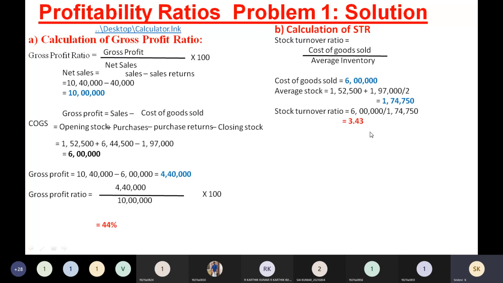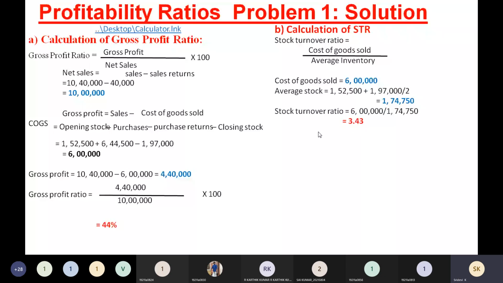What is the standard stock turnover ratio that I gave you in the previous class? 9:1 is the standard ratio. You have to write the comment here. I have not written it, you have to write it down. The standard stock turnover ratio is 9:1, whereas the calculated one is 3.43:1, which is less than the standard ratio. So it shows that the stock turnover ratio is not satisfactory.